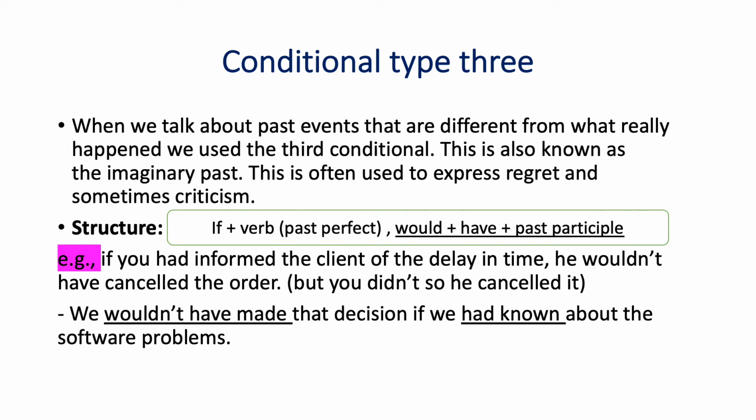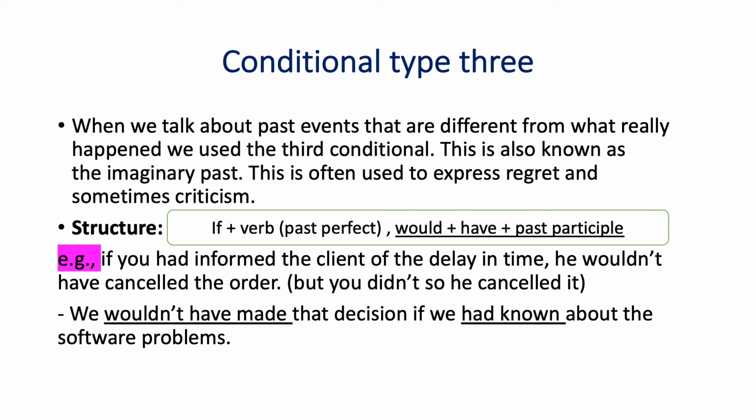Had with all pronouns: we use had plus the past participle of the verb. This is past perfect. And in the result clause, we have would plus have plus past participle. So here we have three elements to use in the result clause. Example: if you had informed the client of the delay in time, he wouldn't have cancelled the order, but you didn't, so he cancelled it.